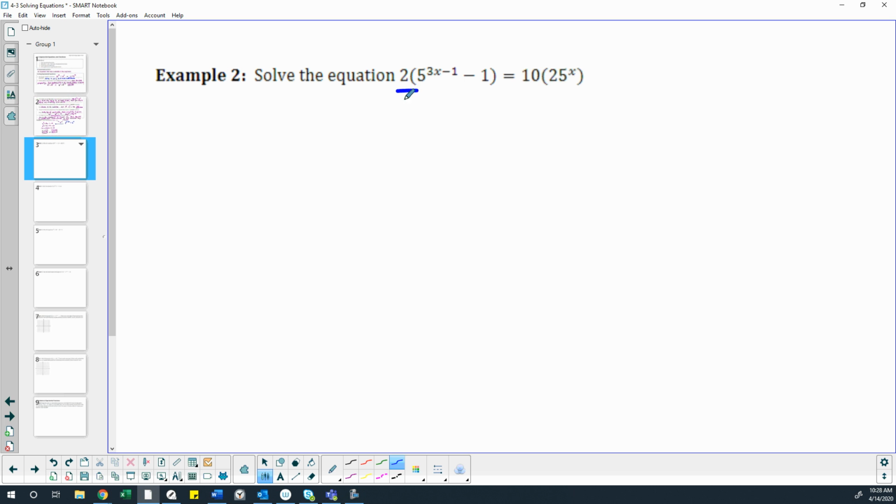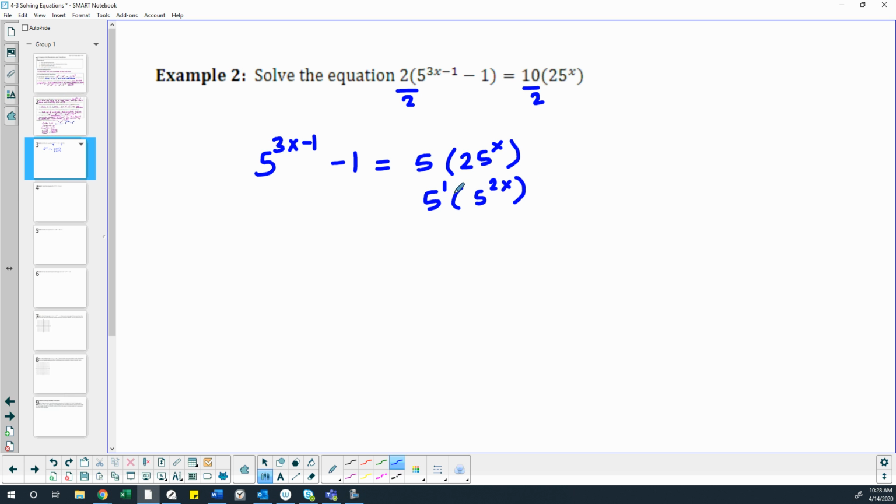Like I said, this is a little bit of a weird problem. I don't expect you will see things like this. So 2 divided by 2, that goes away, and that gives us 5 to the 3x minus 1, subtract 1, equals 5 times 25 to the x power. Well, we can go ahead and rewrite our 25 to the x power as 5 to the 2x power.